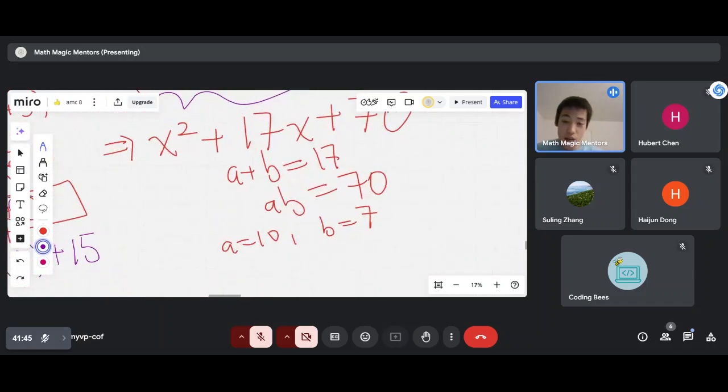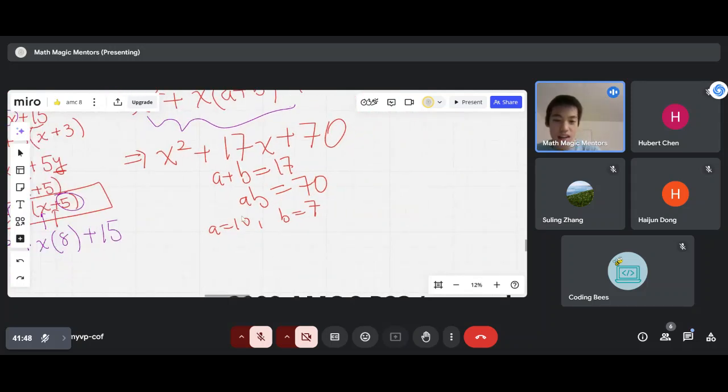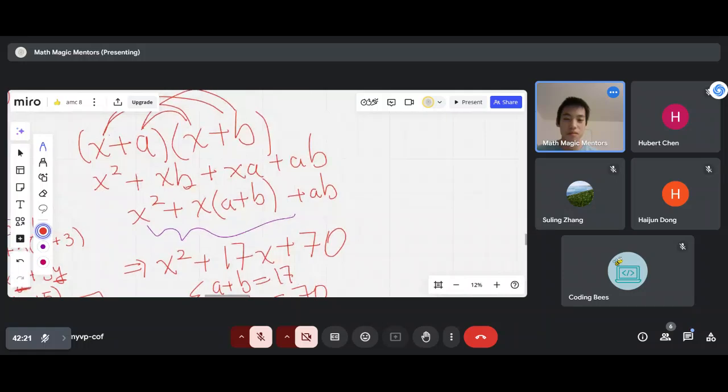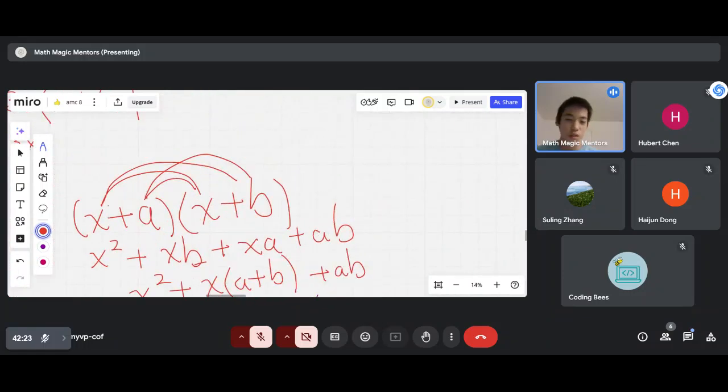So a equals 10, b equals 7, and once you have the pair, like once you have a and b, you're done. Because you can write the quadratic as x plus a, which we know is 10, times x plus b, which is 7. And that's our factored form. The main part is just finding these two numbers with the sum of 17 and a product of 70. Because the rest is easy. Once you know a and b, you just plug it into this general form.